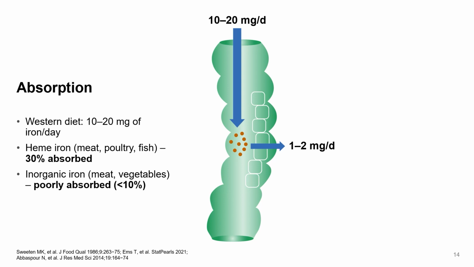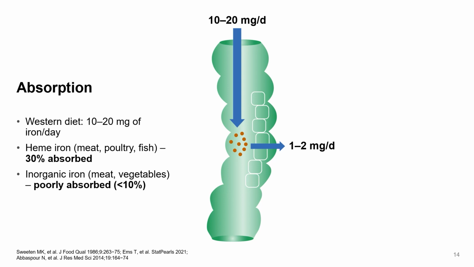We said that a normal Western diet consists of about 10 to 20 milligrams of iron in the food that you take in per day. But it is important to note that it's not just, as I said before, the amount, but also the form in which you take in iron. As an example, iron is much better absorbed in the heme form, which is found in meat, poultry, and fish. About 30% of that iron can be taken up by the body, whereas the inorganic form found in meat and vegetables is very poorly absorbed.